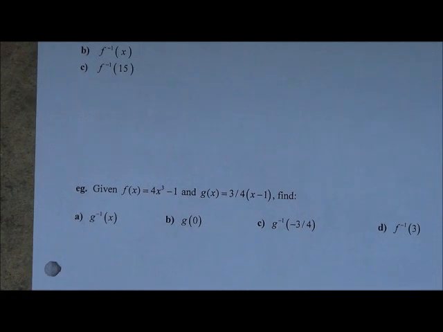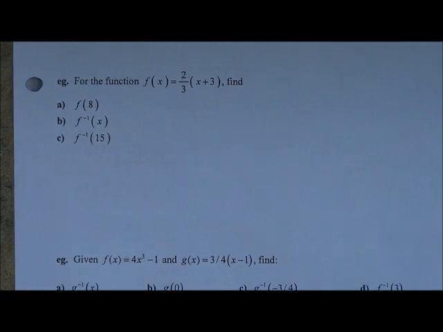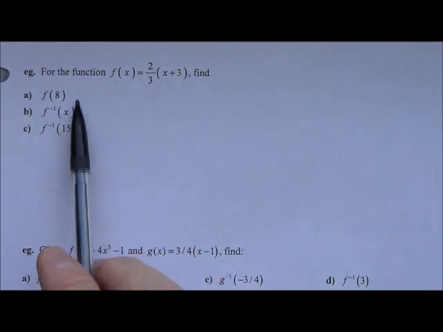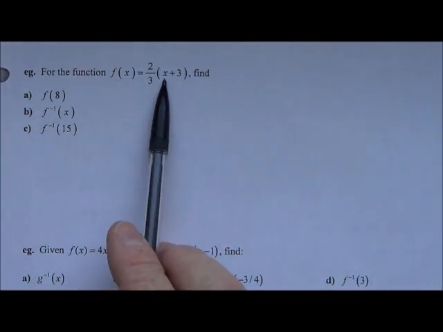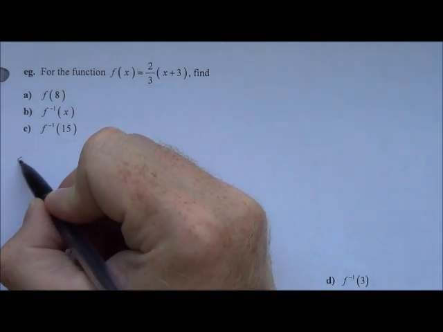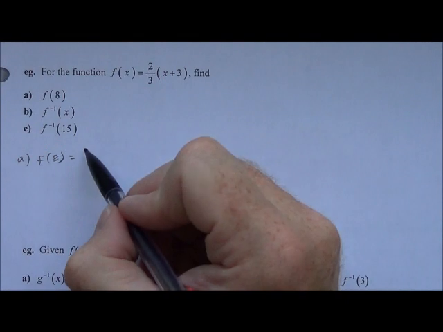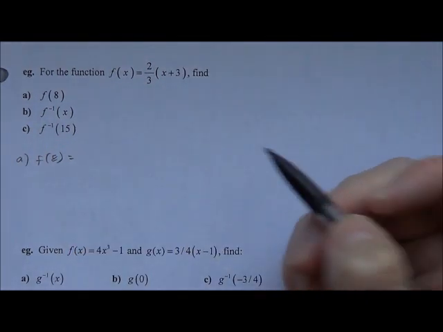Okay, let's continue on with another example here. Okay, so we need to find a few of these things here. So we need to make a few calculations. So f of 8, we'll just substitute in 8 in for x there. I'll just put it down here. So f of 8 is equal to, and please do this on your own at home.